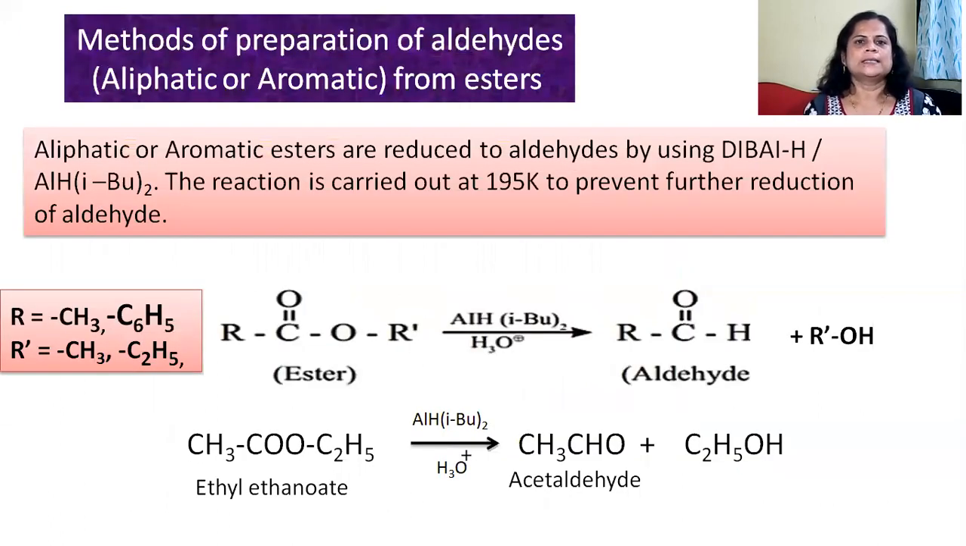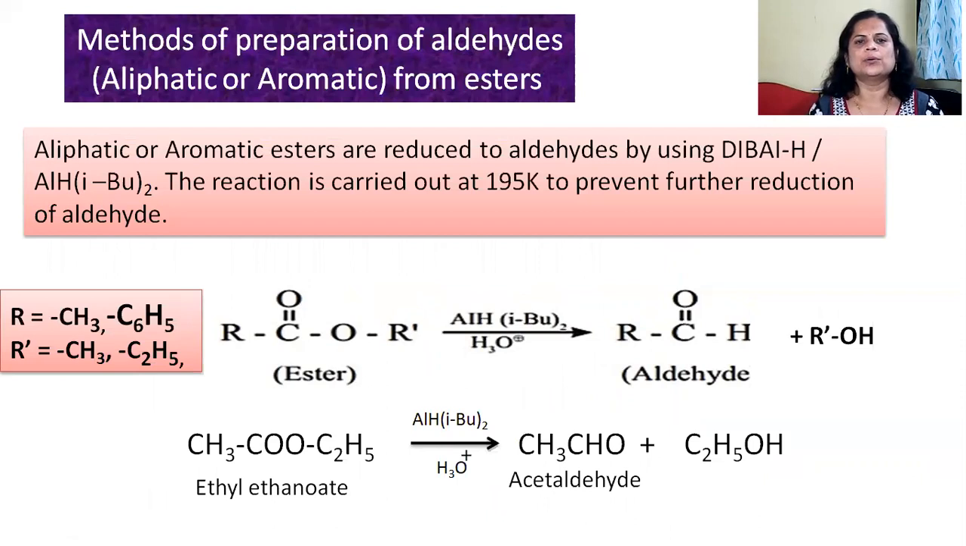Next method is for the preparation of aldehydes. Now see, by using that reaction we are going to prepare only aldehydes, maybe aliphatic or aromatic, but we will not get ketones. What we get is only aldehydes. From esters, aliphatic or aromatic esters are reduced to the aldehydes. If you are using aliphatic esters, we get aliphatic aldehydes. If you are using aromatic esters, we get aromatic aldehydes.